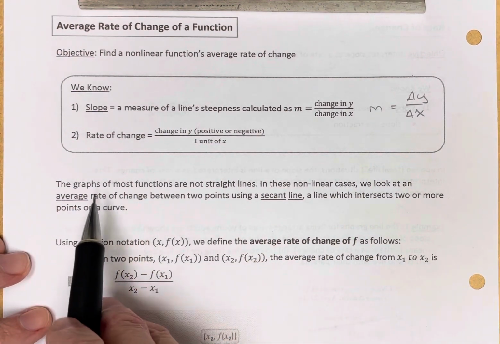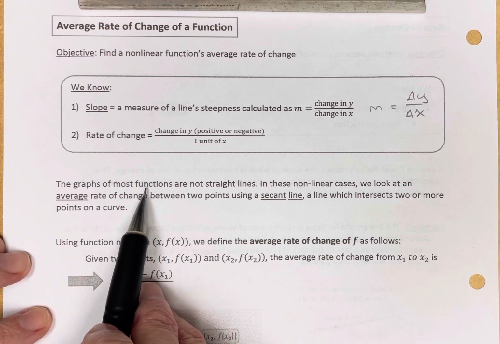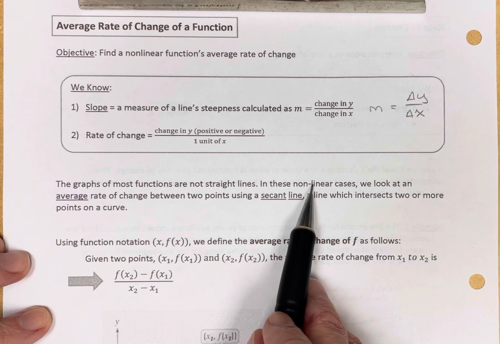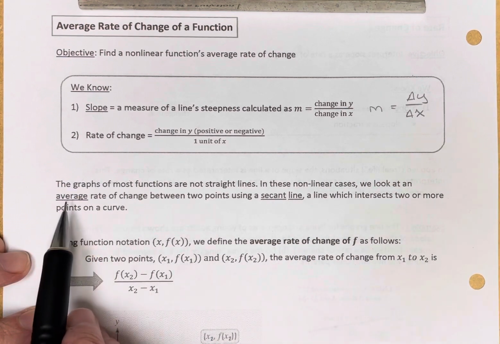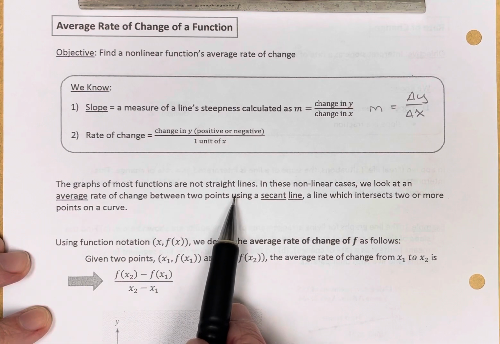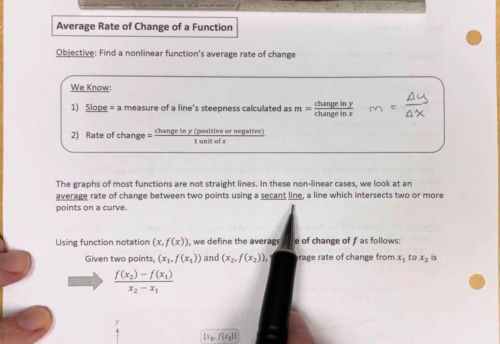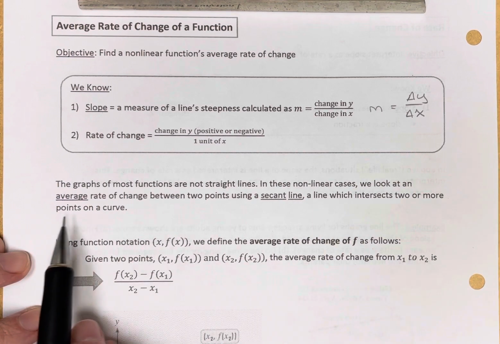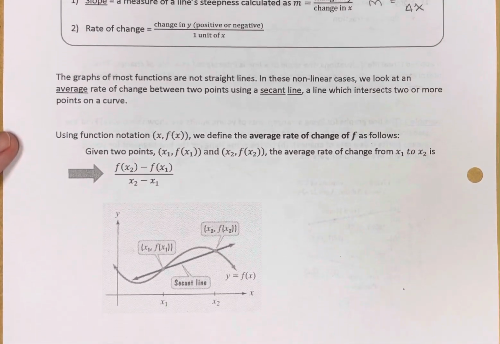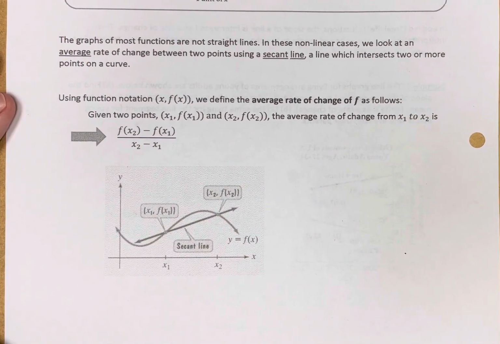Okay, as we spoke to, the graphs of most functions are not straight lines. So in these nonlinear cases, we look at an average rate of change between 2 points. And we're going to use a secant line. A secant line is a line which intersects 2 or more points on a curve. Okay, let's take a look at this pictorially as a picture.